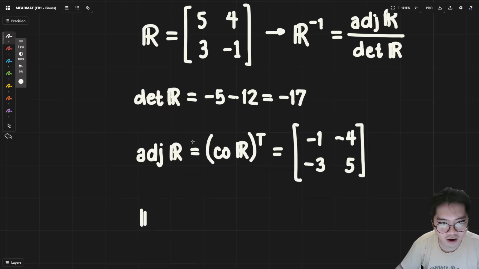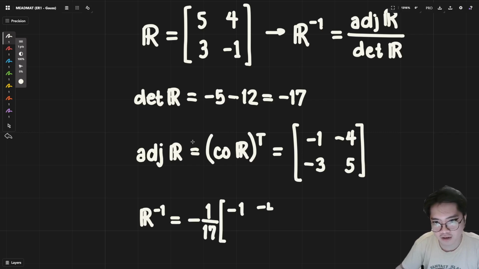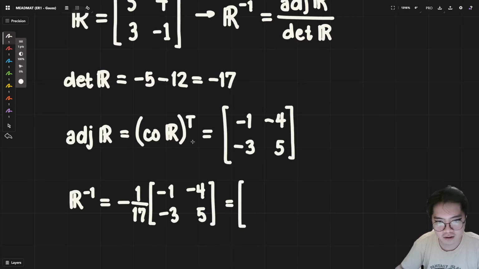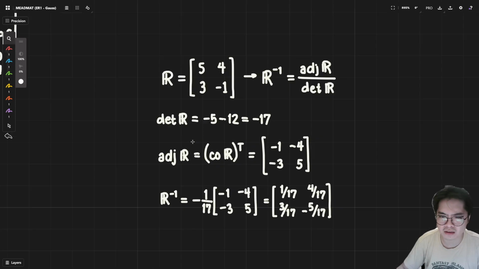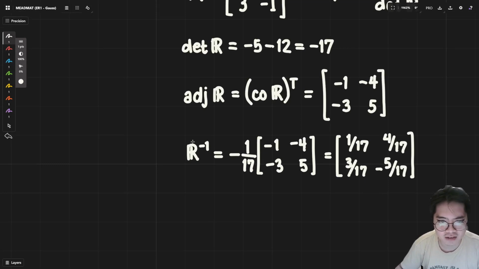That means your R inverse will just be this thing divided by -17. So -1, -4, -3, and then 5. We will have +1 over 17, +4 over 17, +3 over 17, and -5 over 17. You might say to yourself, ew, that looks disgusting. Well, let's try and find out if it does indeed give us our unit matrix.